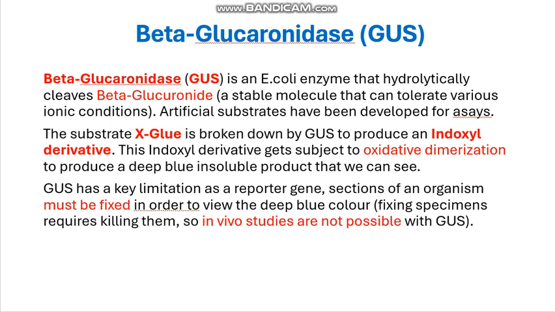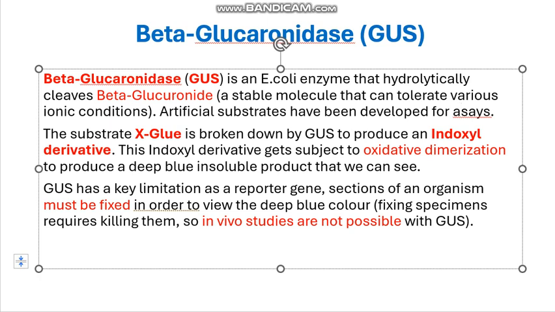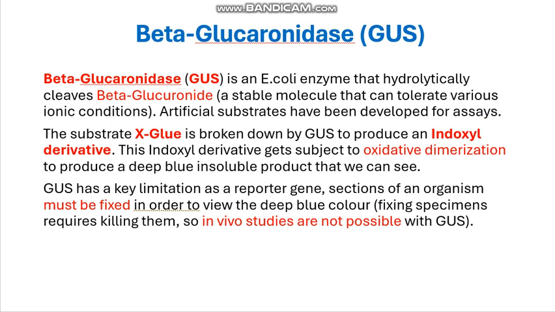So, beta-glucuronidase, or GUS, is an E. coli enzyme that hydrolytically cleaves a substrate called beta-glucuronide. It's a bit hard to say. It's a stable molecule that can tolerate various ionic conditions. These artificial substrates have been developed for assays, so we can determine where and what is going on.